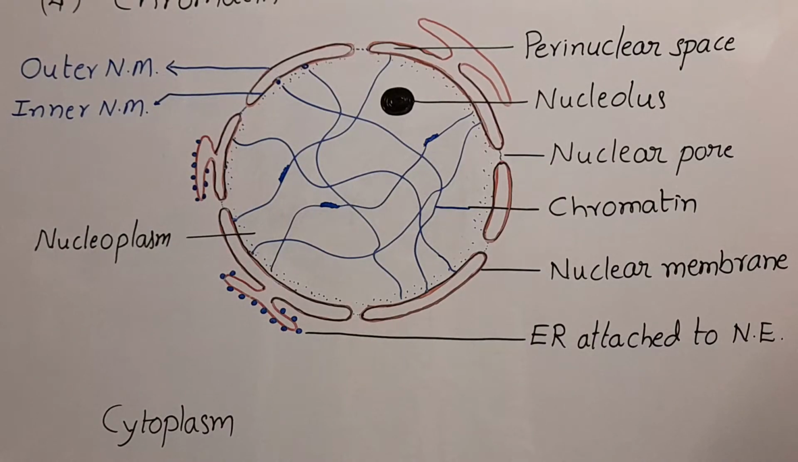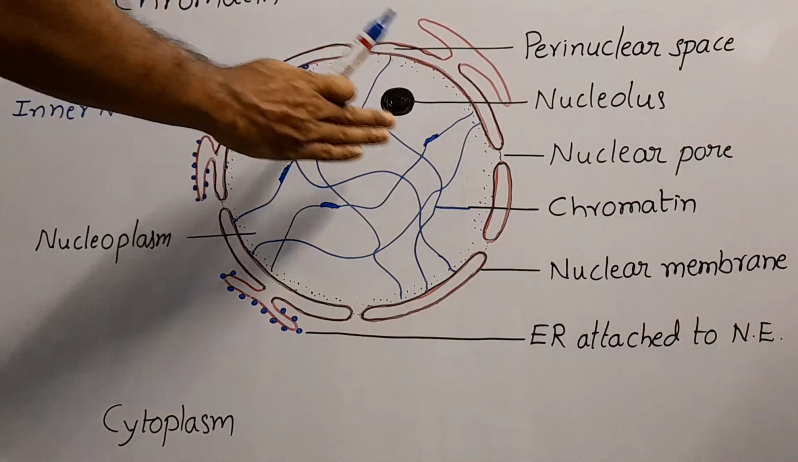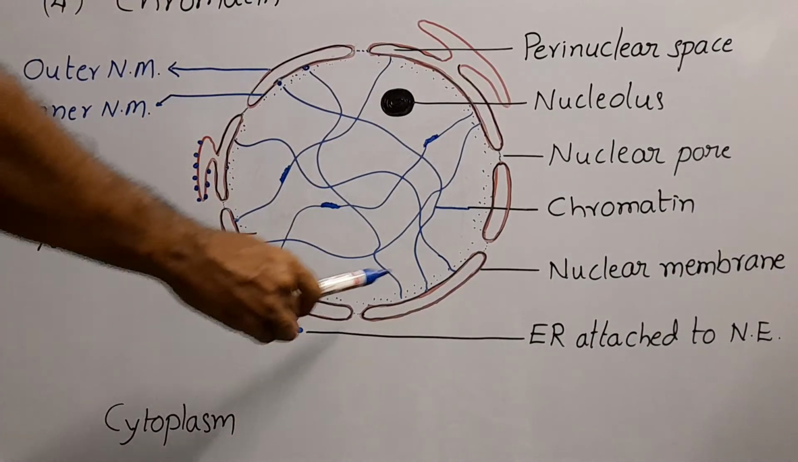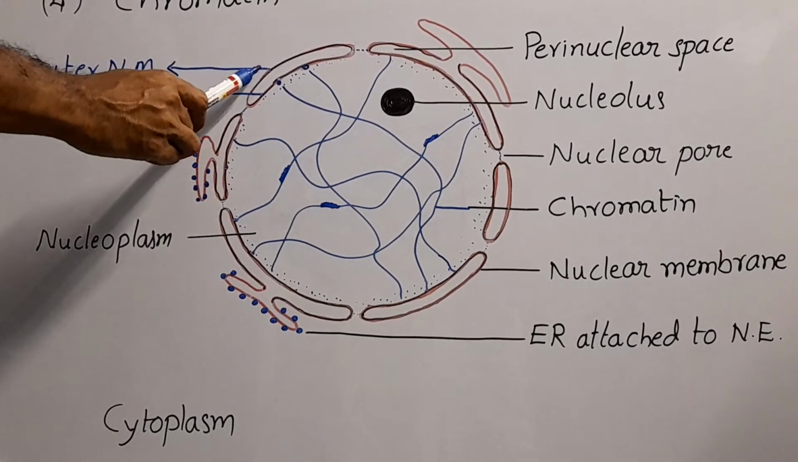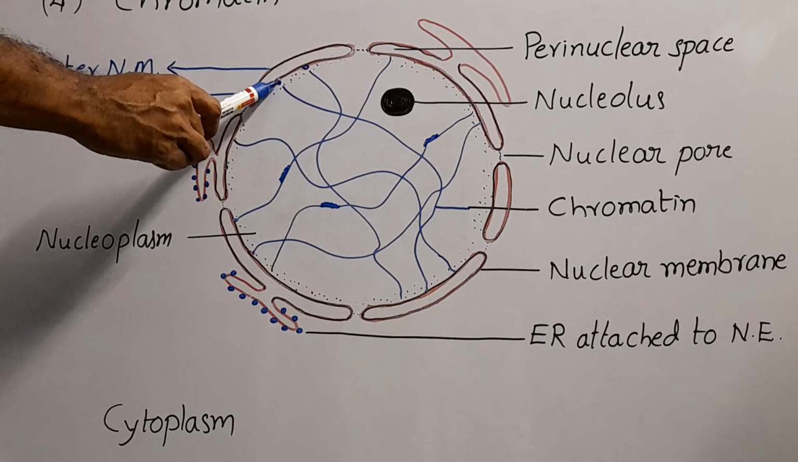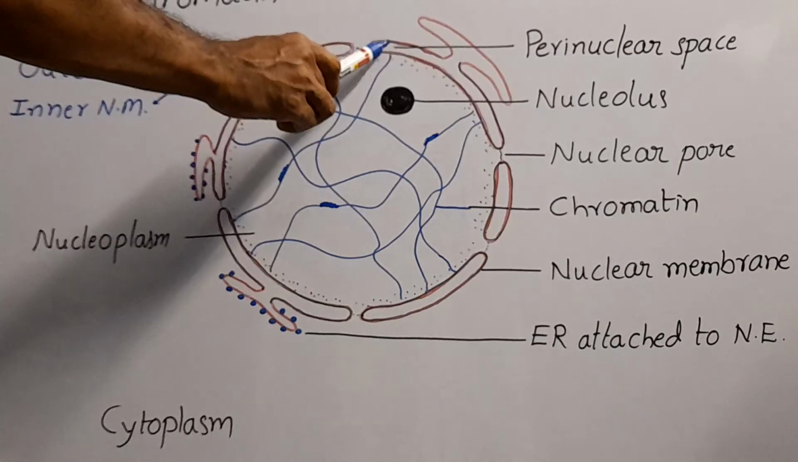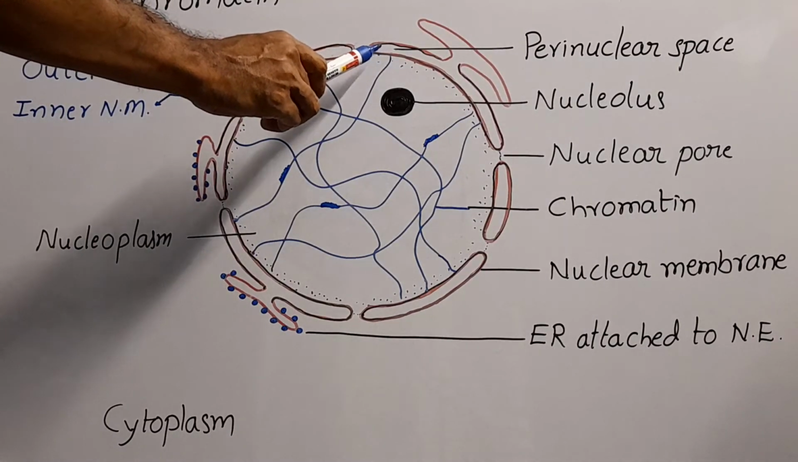The nucleus is separated from cytoplasm by nuclear membrane. It encloses nucleoplasm. It is completely surrounded by nuclear membrane. Here, outer nuclear membrane and inner nuclear membrane. Between these two nuclear membranes, the space is called as perinuclear space.